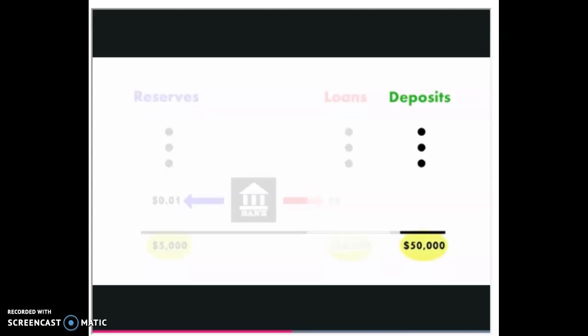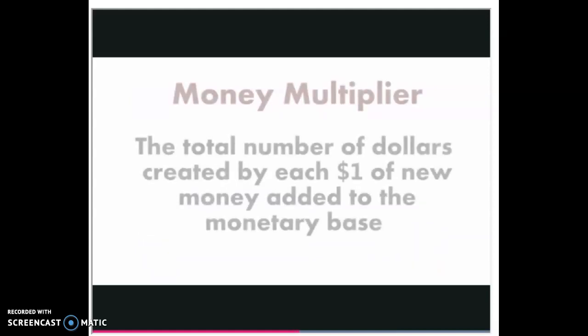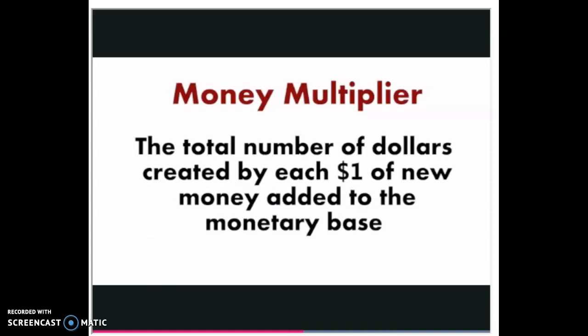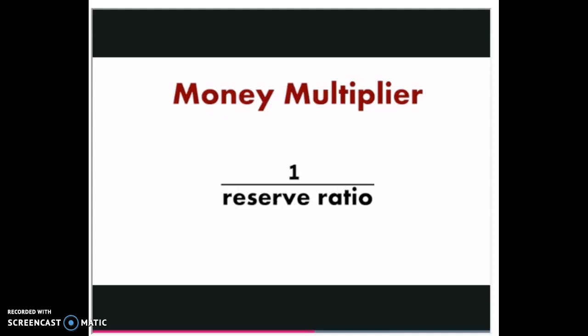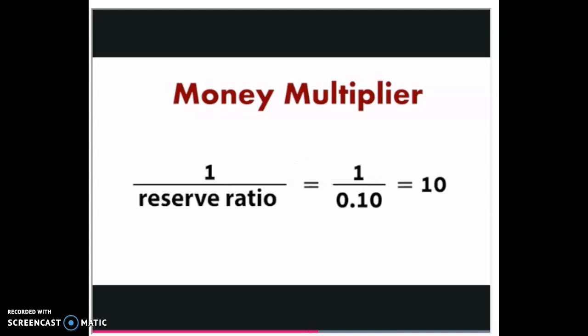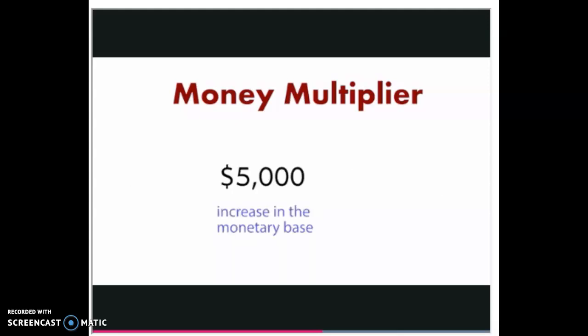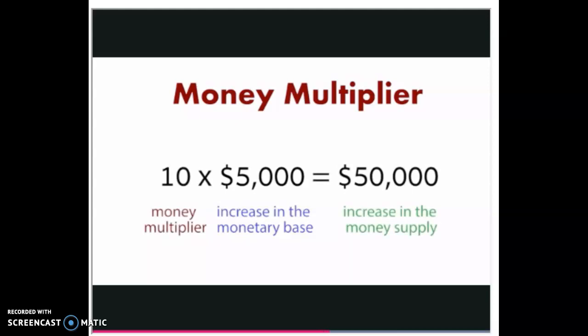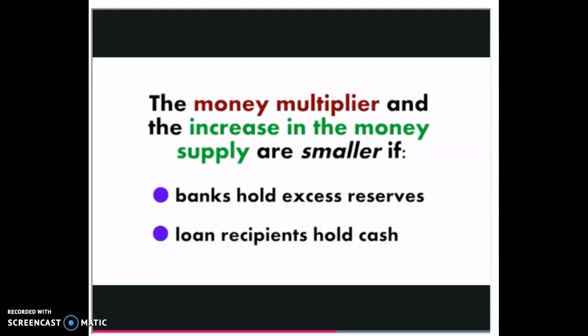The money multiplier saves us the work of adding up all of the new deposits to see the increase in the money supply. The money multiplier is the total number of dollars created by each $1 of new money added to the monetary base. The money multiplier is 1 over the reserve ratio, which in our story is 1 over 0.1 or 10. So a $5,000 increase in the monetary base can increase the money supply by as much as 10 times $5,000 or $50,000. The increase in the money supply will be smaller if banks don't lend out all of their excess reserves or if loan recipients hold money as cash.